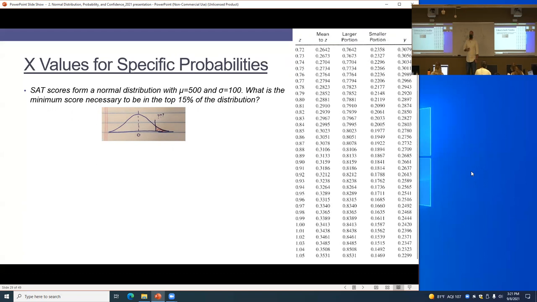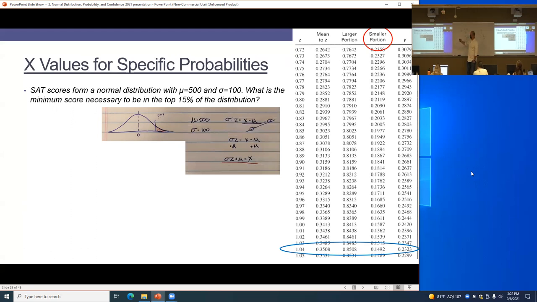What proportion might I be looking for in my table? Smaller portion. Almost. You mean 0.15? Yes. Okay, there we go. Sorry, those are two very different percentages. But yes, looking at my smaller proportion, and if I go down through, if I'm wanting to catch the full top 15%, I might choose 0.1492, that's very close. And this corresponds to a Z-score of 1.04. So that's what I'm looking for: the raw score that corresponds to a Z-score of 1.04, right?